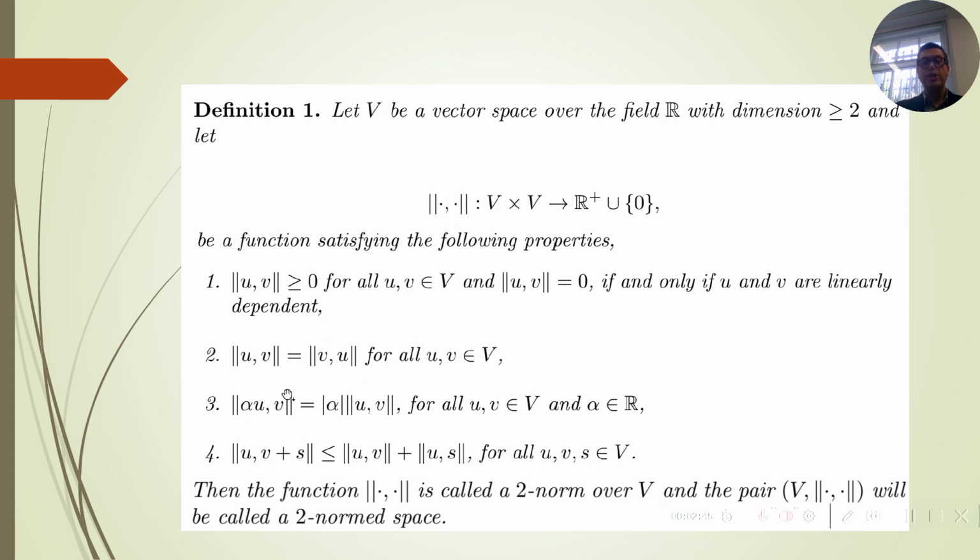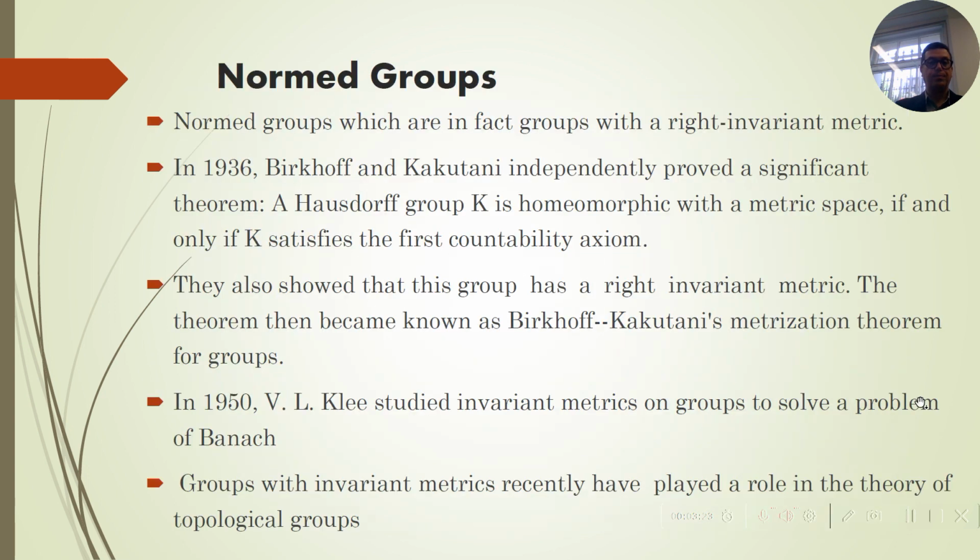This notation is commutative. It means the norm of U and V equals the norm of V and U. Property number 3 is scalar multiplication, and property number 4 is the triangle inequality. If this function has all these four properties, then it is called a two norm over V, and this pair is called a two norm space.